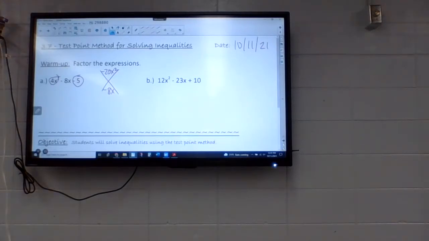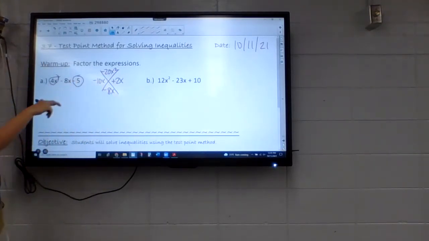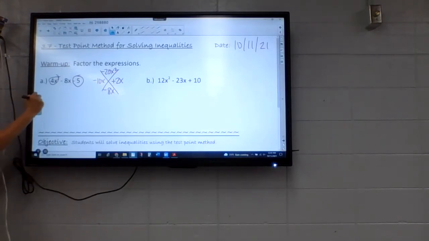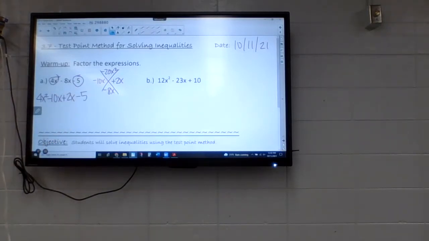So on something like this, what do we get then for negative 10, positive 2x? And last time I'm going to split that middle term up. Now we're ready to factor.